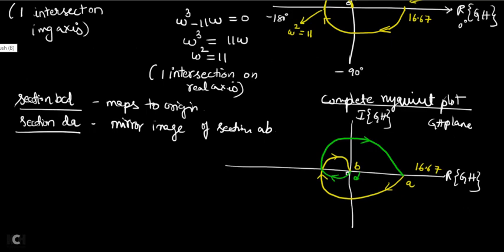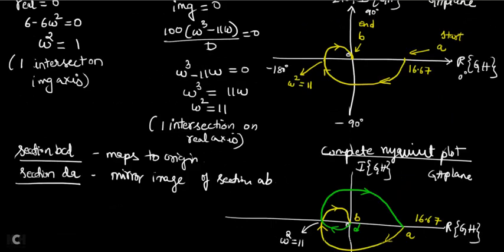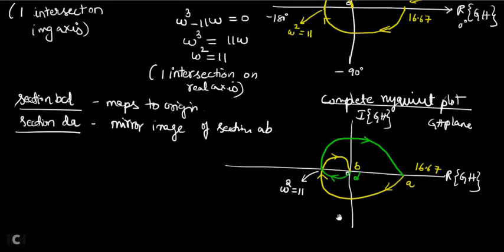Now what is the point at this intersection? At this intersection, what is the omega value? Omega value is 11 at this intersection. That is what we have found here, no? The intersection on the real axis. At this intersection, omega square value will be 11. That is what I have written here. Now the complete Nyquist plot is done.